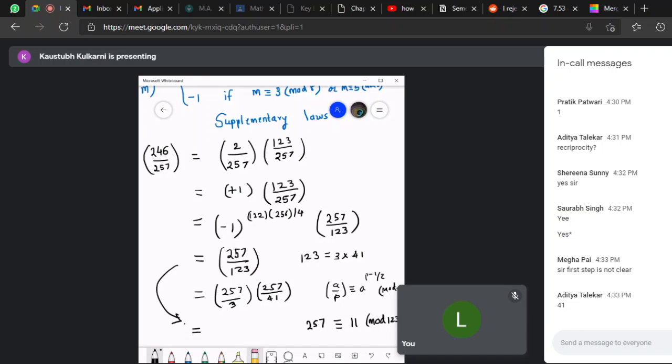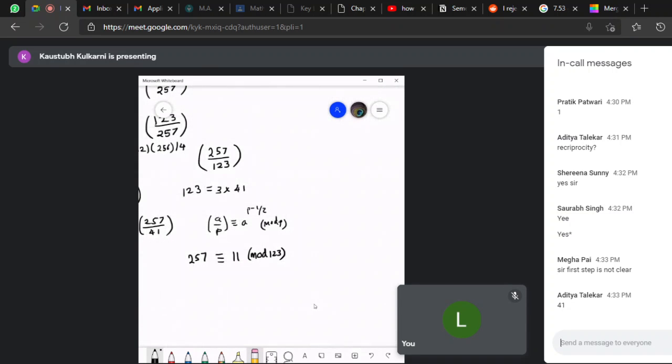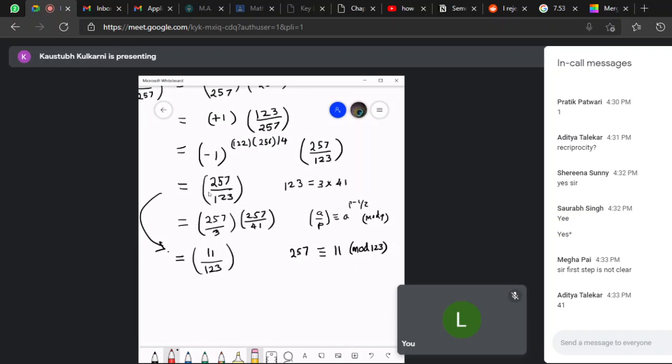So using this property, this can be reduced to 11 upon 123. Consider this as another property in case of Jacobi symbols: b upon m is congruent to (b mod m) upon m. We can use this property simply, since this is not a Legendre symbol because 123 is not prime. If you want to reduce at this stage, you can just take the mod, and it is 11 upon 123. This is a property that I can say.